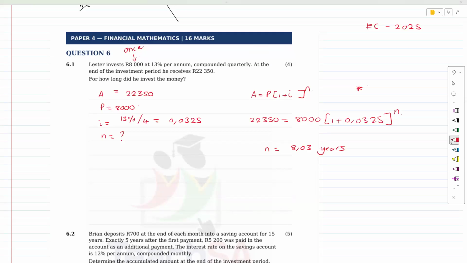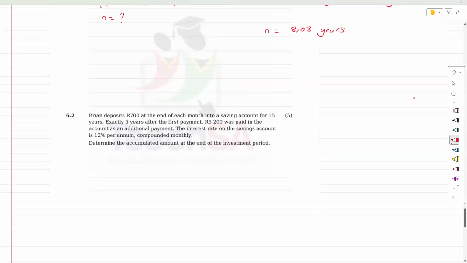compound interest. But yeah, he deposits money every month. So I know it's present value or future value, right? But it's an investment. He's putting money away every month, so definitely it's future value. Into a savings account for 15 years. Exactly 5 years after the first payment, 5,200 was paid into the account as an additional payment. The interest rate on the savings was 12% per annum, compounded monthly. Determine the accumulated amount at the end of the investment period.